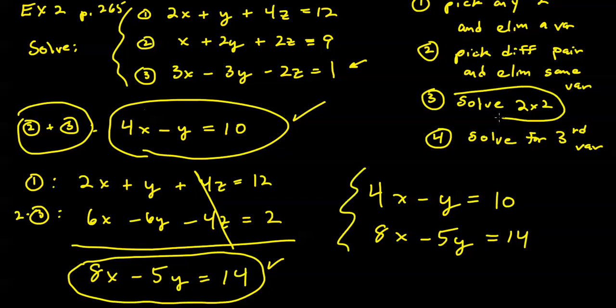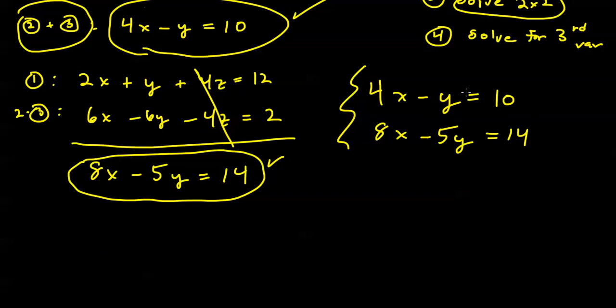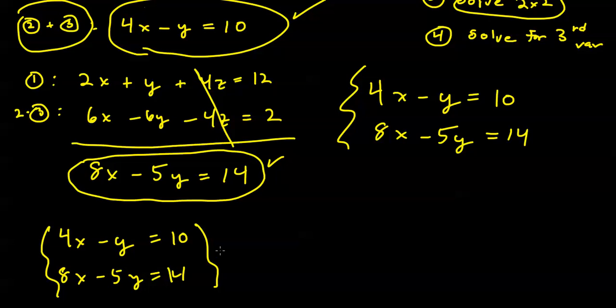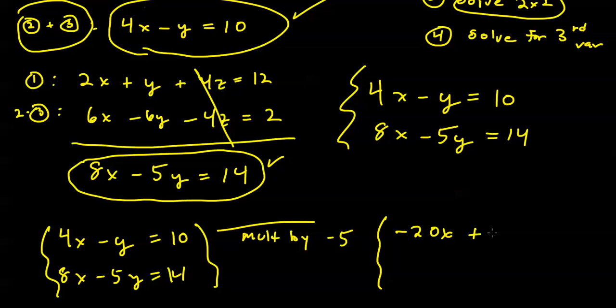Alright, so now I'm going to solve the resulting 2 by 2. Let me write this down again here: 4x minus y equals 10, and this is the resulting 2 by 2, equals 14. Now I'm going to use the elimination method. I'm going to multiply the top equation by minus 5. Why minus 5? Because I see I will then be able to eliminate the y variable when I add the resulting system. Multiplying the top equation through by minus 5 gives me minus 20x plus 5y, be careful of the signs, equals minus 50.